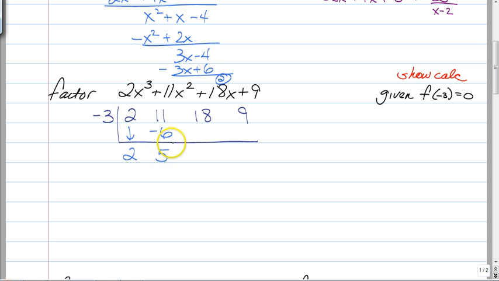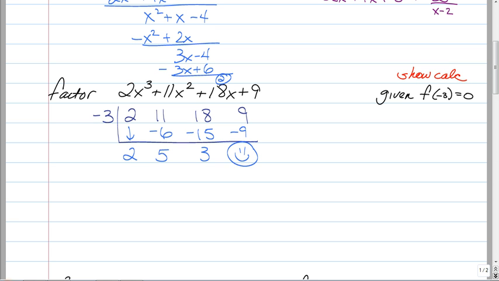What's -3 times 5? That would be a -15. 18 minus 15 is 3. What's -3 times 3? That is a -9, and boom. You have no remainder, and that's what you need. You cannot factor using synthetic division if you get a remainder.